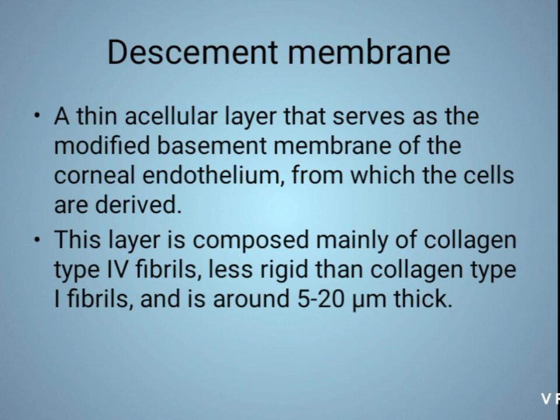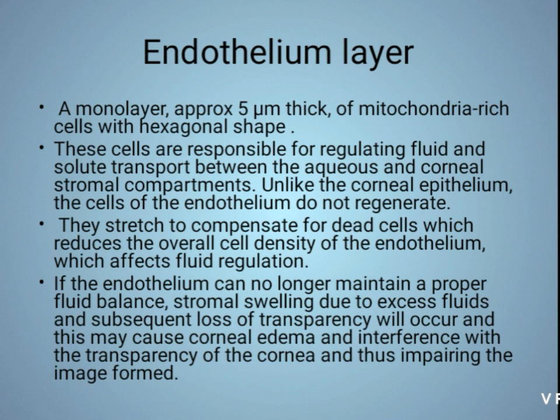It is less rigid than collagen type 1 fibers because it contains type 4 collagen. Okay, and it is around 5 to 20 micrometer thick. Next, our sixth layer is the endothelium layer. It is a single layer, monolayer. Okay, its thickness is approximately 5 micrometer. It is rich in mitochondria and the cells of the endothelium are hexagonal in shape.